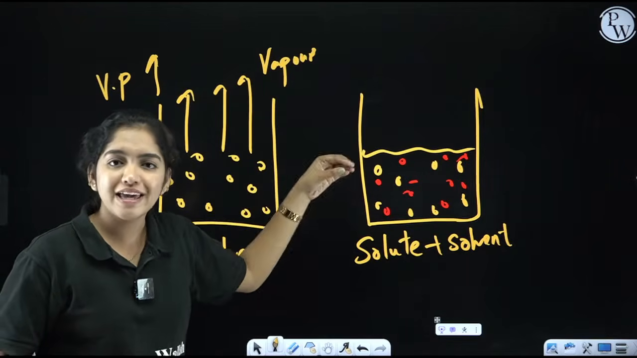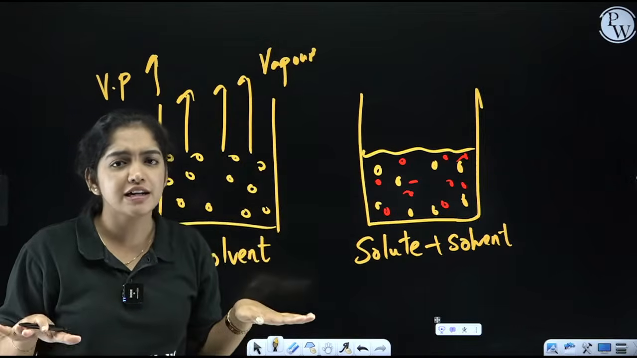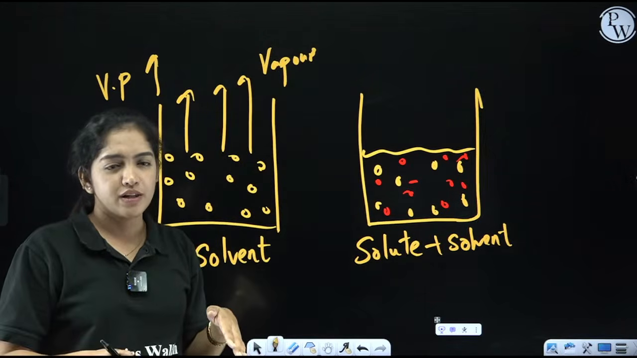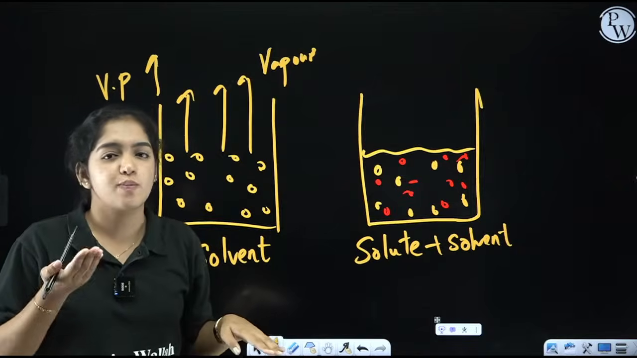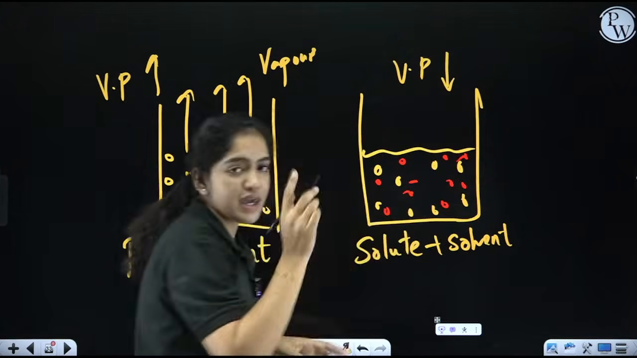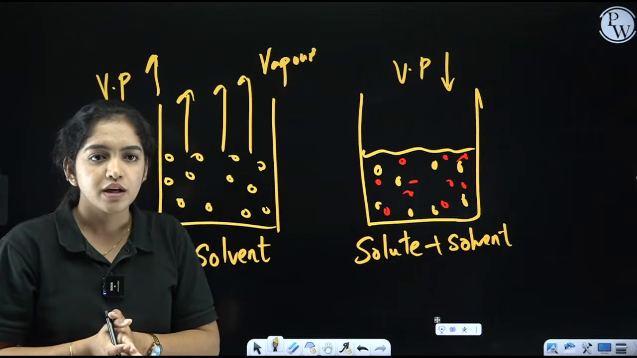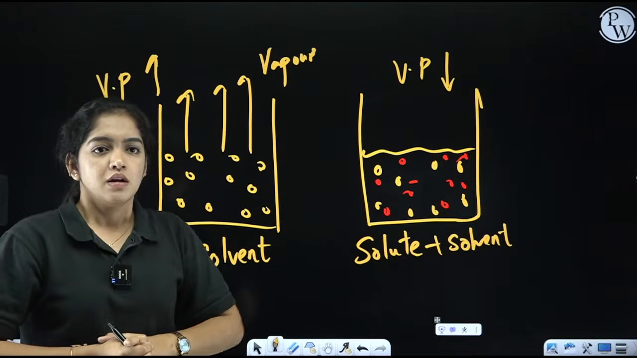So the solvent cannot easily go as vapors. There will be a hindrance. Hindrance means what? There will be an obstacle. So it won't allow it to easily vaporize. So the vapor pressure will start to decrease. So this is the main point. What is vapor pressure? The pressure exerted by the vapors.